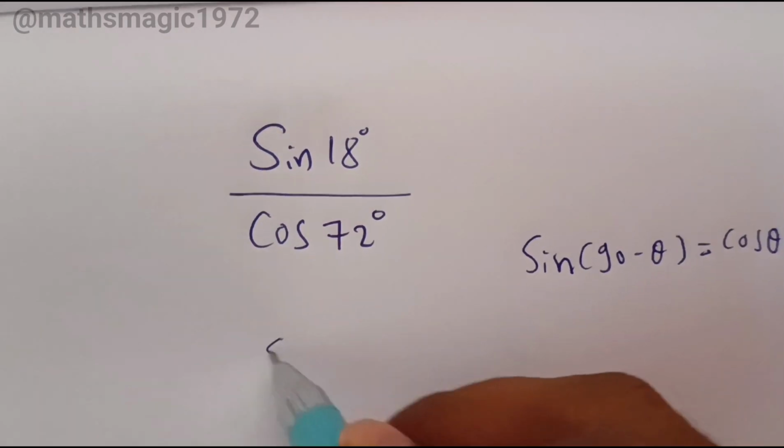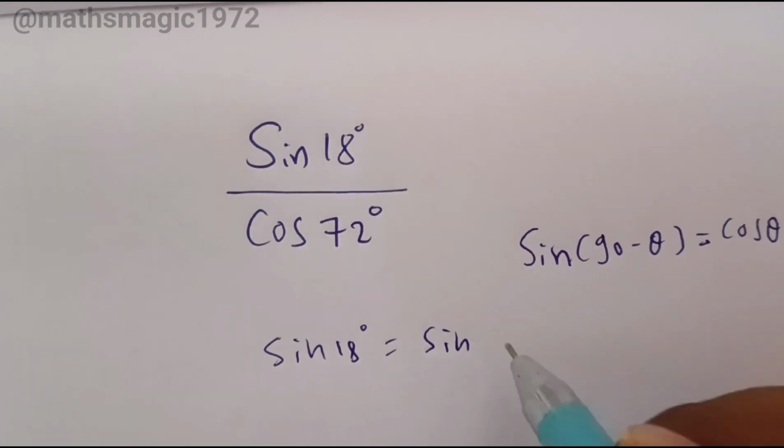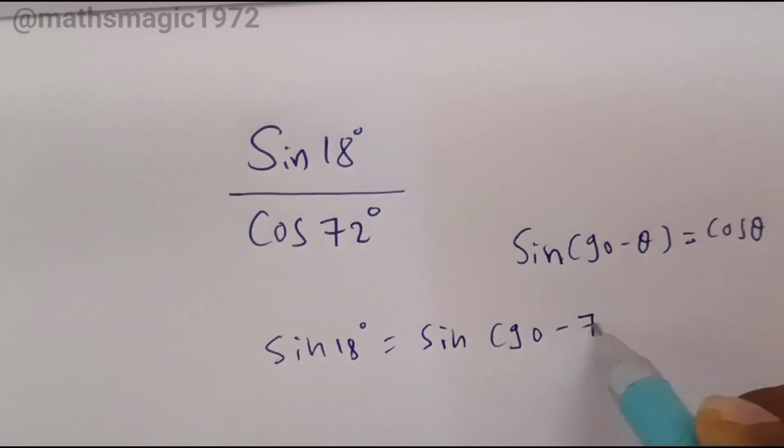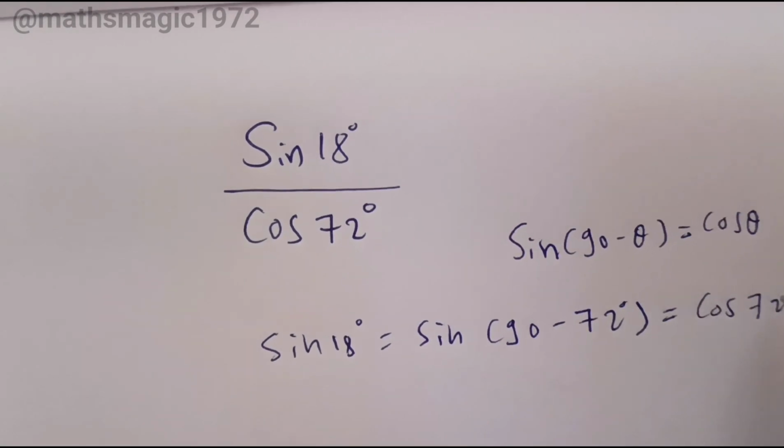So, sine 18 degree we can write it as sine of 90 minus 72, which is equal to cos 72 degree.